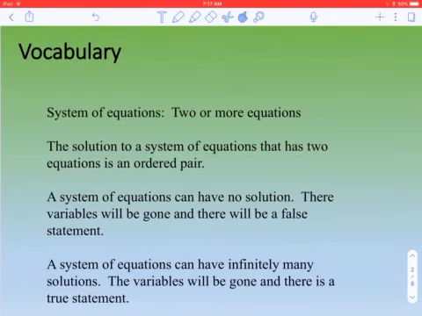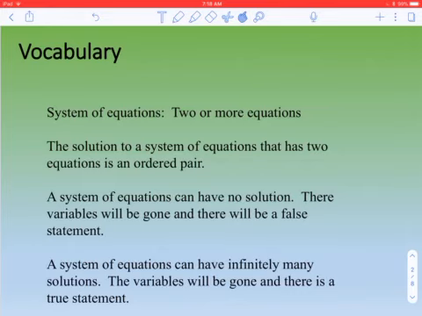So starting off, remember a system of equations is two or more equations. Today we're going to be focusing on just two equations, so our solution is going to be an ordered pair. Remember, an ordered pair needs to be in parentheses.